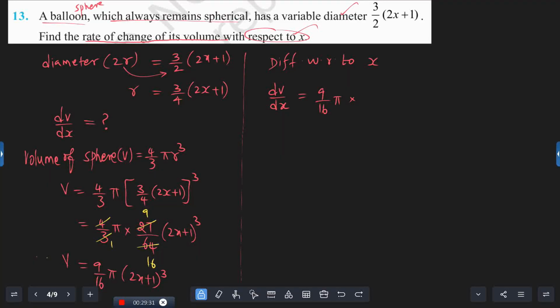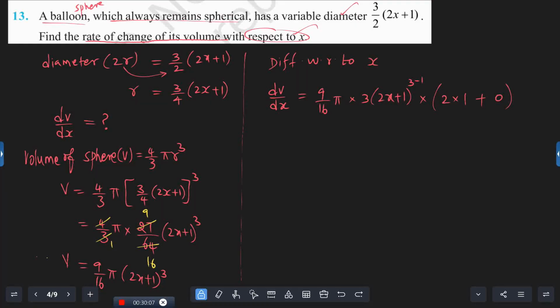Next, what is that? 2x plus 1 whole power 3. When you differentiate, 3 will come down, and 2x plus 1 whole power 3 minus 1. Power 3 comes down, power 1 is reduced. This is for the power differentiation. Now, inside what we have, that also we should differentiate. So 2 into x when you differentiate with respect to x, it will be 1, plus 1 when you differentiate, it will be 0. That's it. Have you understood? Is it okay, whatever I have done?